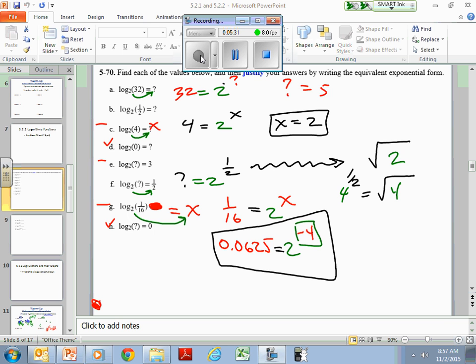Anybody know the square root? Oh, woohoo! Anybody know what 4 raised to the 1/2 power equals?